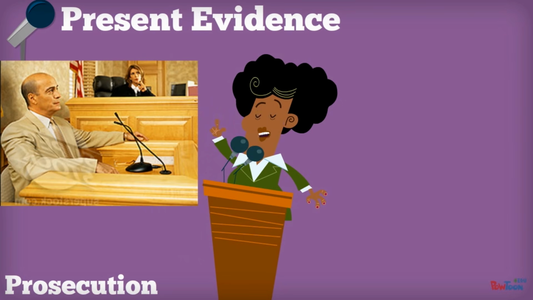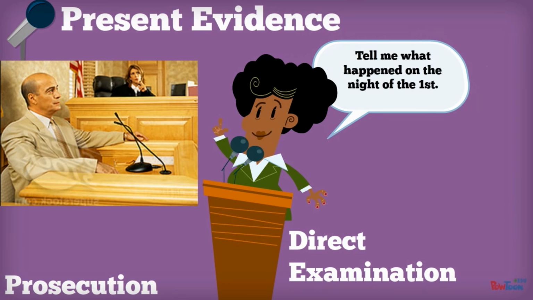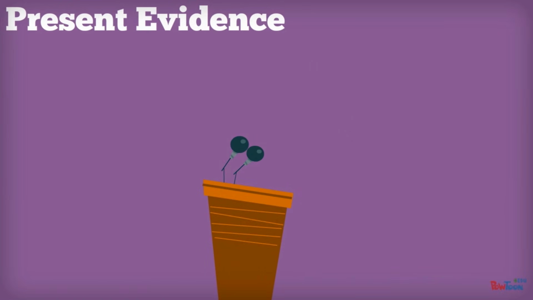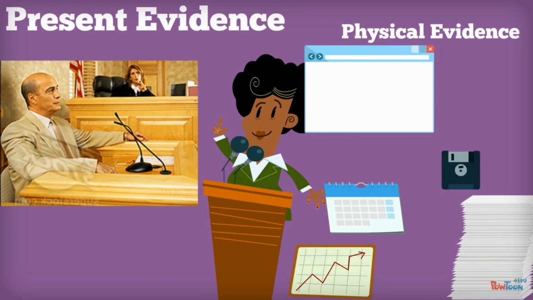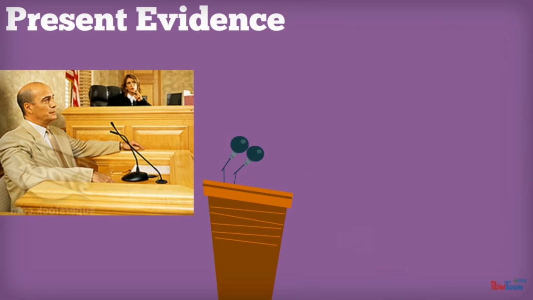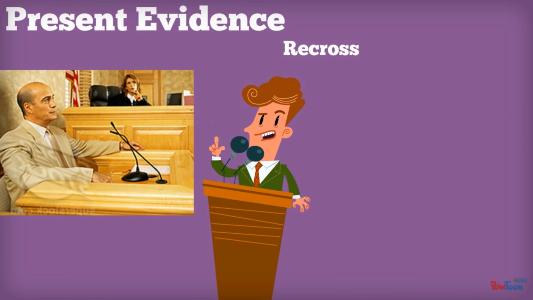Then they're going to present evidence. Prosecution will go first with their direct examination, asking open-ended questions like, tell me what happened on the night of the first. The defense will then begin to cross, asking yes or no questions like, did you know the defendant? When they present evidence, they're going to present testimony such as physical evidence like documents and charts, photographs, or weapons. The evidence includes anything that provides information to prove or disprove the alleged facts of the crime. The prosecution then has a chance to redirect, and then the defense can recross.